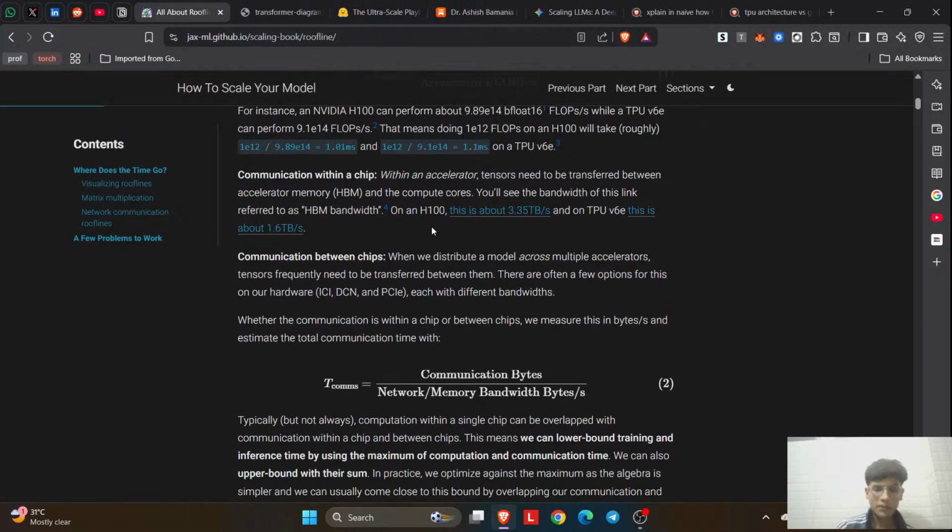Okay, for the communication, the H100 takes 3.35 TBs. TBs, what is TBs? Terabytes.